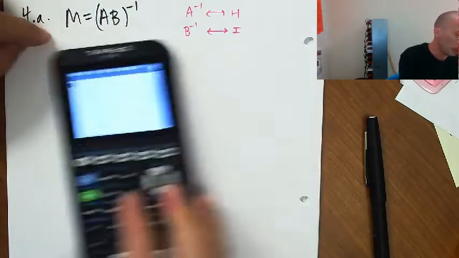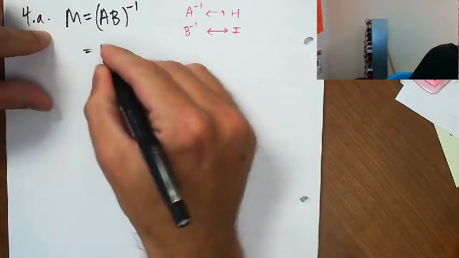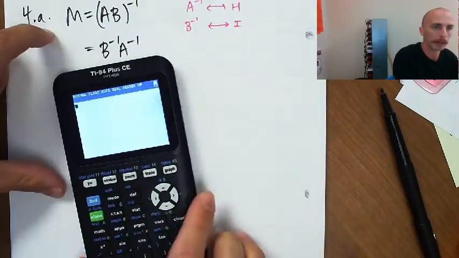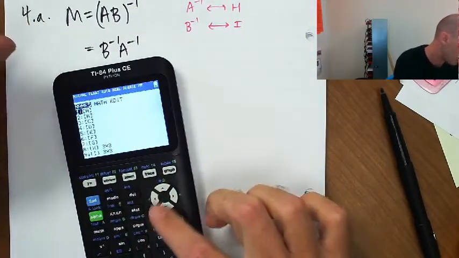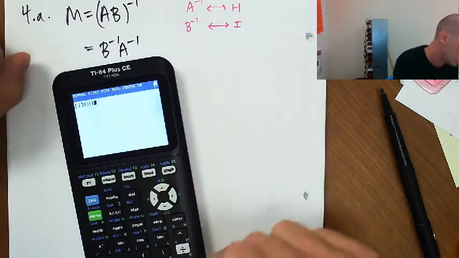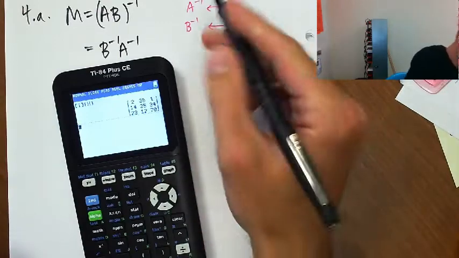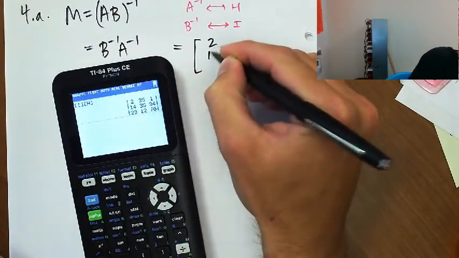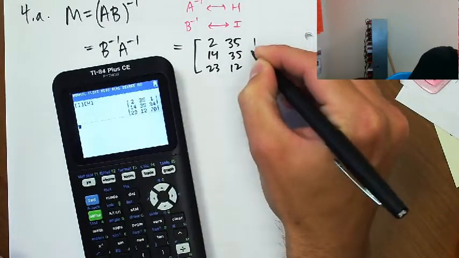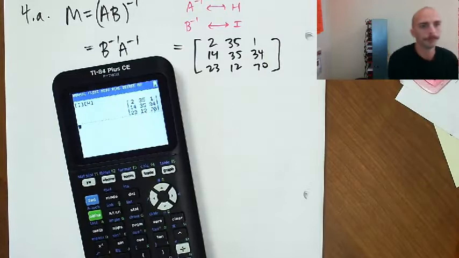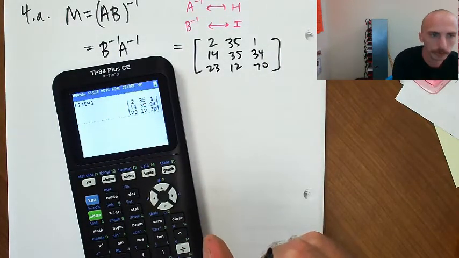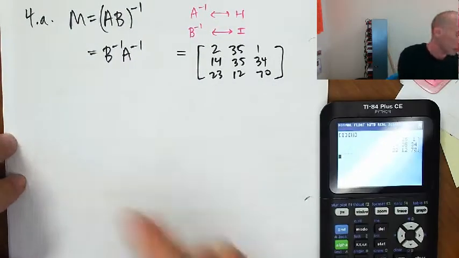Okay, so I'm going to use the property and say, oh, AB inverse, I know that's B inverse A inverse. Okay, that's one of the things I'm supposed to know. So it's going to be I multiplied by H. So I can go in here to matrix I times, I don't think you need like a times button. No, you don't. There we go. I'm glad I didn't have to do that by hand. 2, 14, 23, 35, 35, 12, 1, 34, 70. And, okay, I would hopefully give you something a little friendlier to work with.